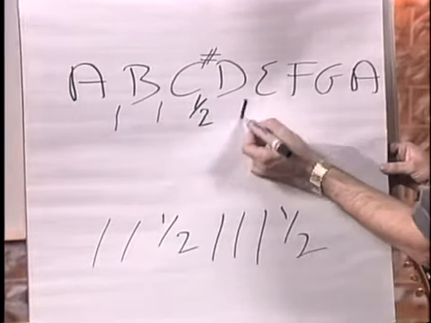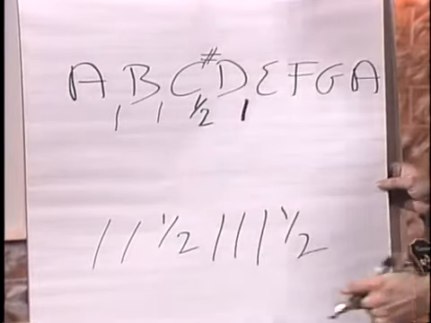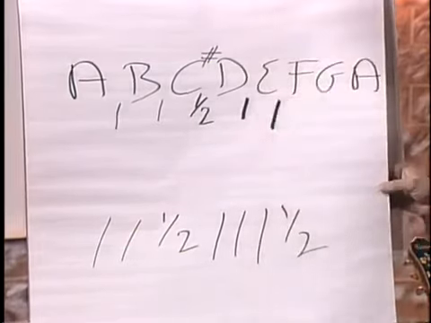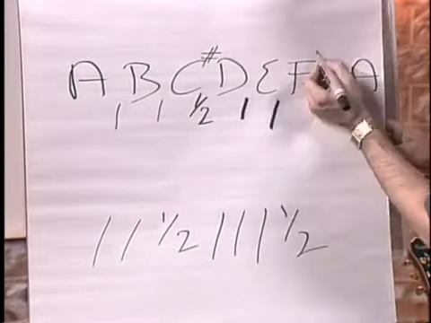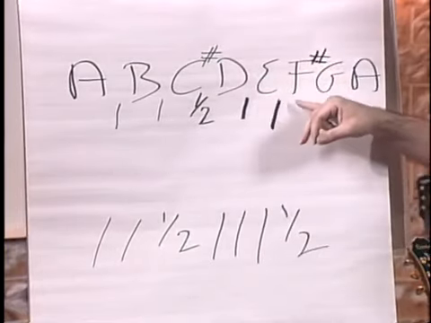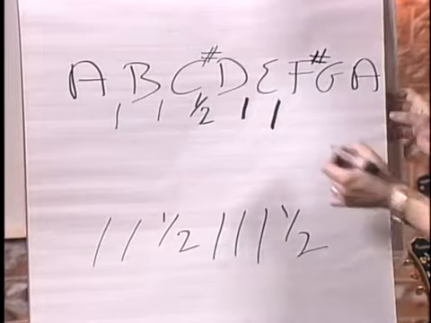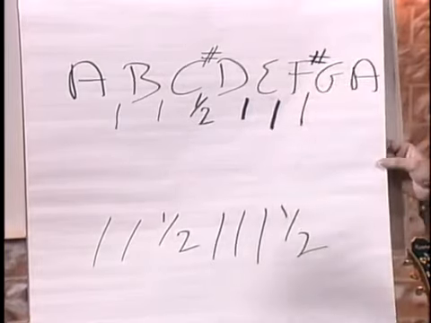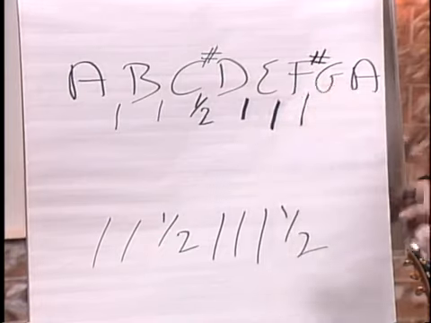Now what do we need? Another whole step. D to E, that is a whole step. We need another whole step. E to F is a natural half step. Put in an F sharp. Okay? That gives us a whole step from E to F sharp. Now we need another whole step. Okay? Well, F to G was a whole step, but we made this an F sharp.